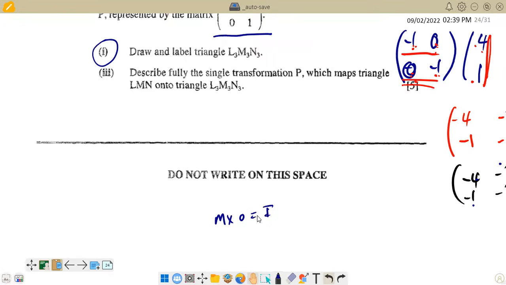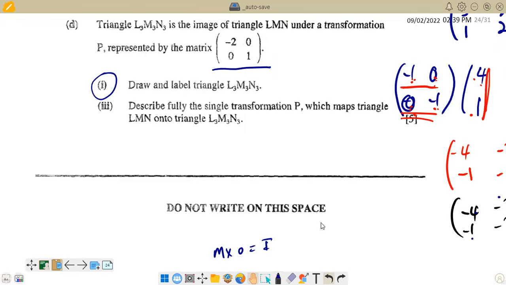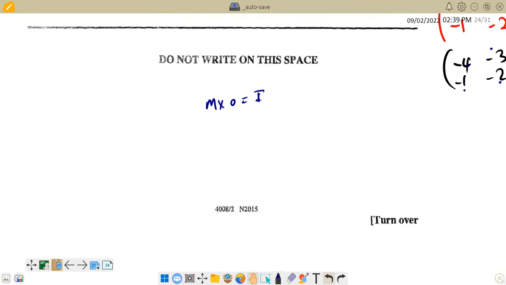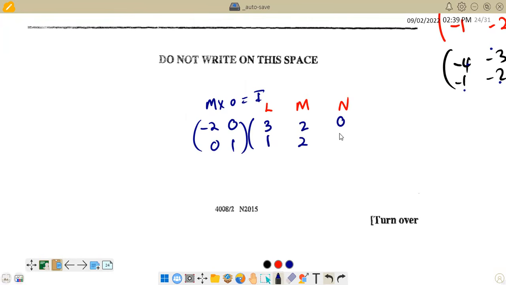So we take the matrix that we are given, minus 2, 0, 0, 1. That is our matrix times the object. For the object, you go back to those points L, M, N that we had. Remember our L was 3, 1, our M was 2, 2, our N was 0, 1. You take those points, the same ones we used before, and do the matrix multiplication row by column. We did this one previously, guys.